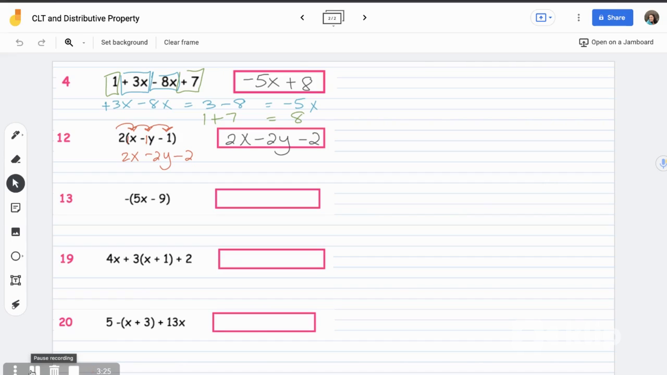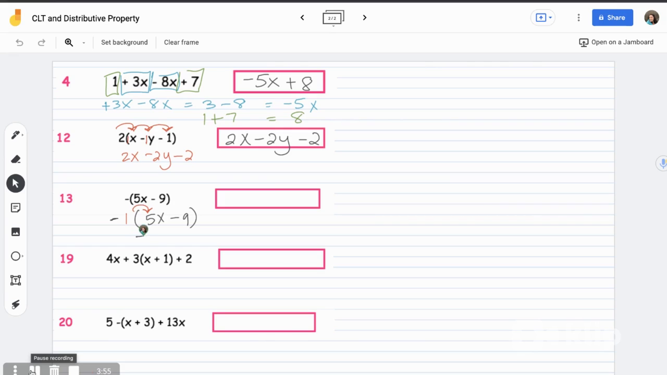All right, number 13, you just have a negative sign outside of the parentheses. So this is like a negative 1. Again, it's got that understood 1 there. So negative 1 outside the parentheses, 5x minus 9. And now we're going to distribute or multiply the negative 1. So negative 1 times 5 is going to give us negative 5.